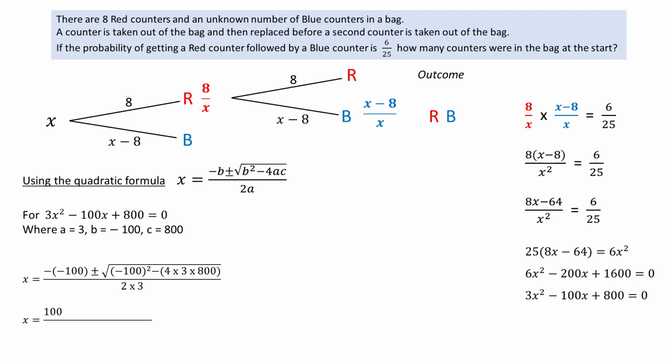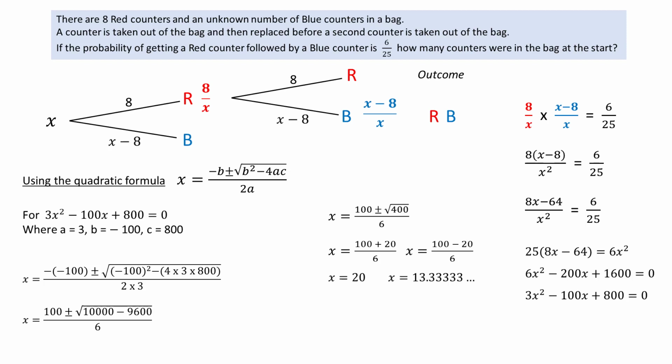Simplifying, I obtain 100 plus and minus the square root of 10,000 minus 9,600, all over 6. Evaluating the square root gives x equal to 100 plus 20 over 6 and 100 minus 20 over 6, to give x equal to 20 and x equal to 13.3 recurring. Since only whole numbers of counters are relevant, I take x equal to 20 as my solution.